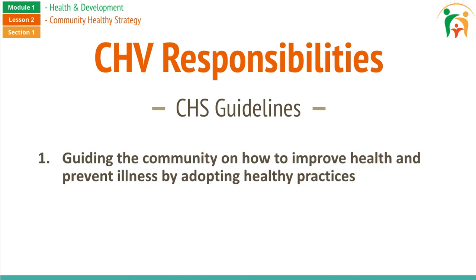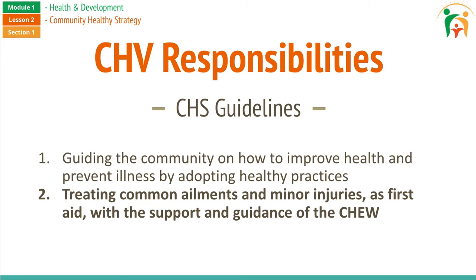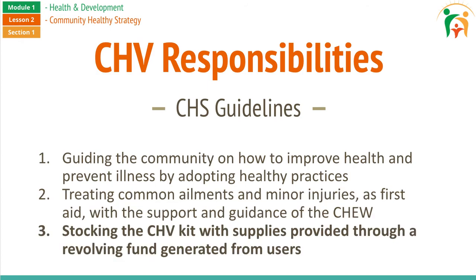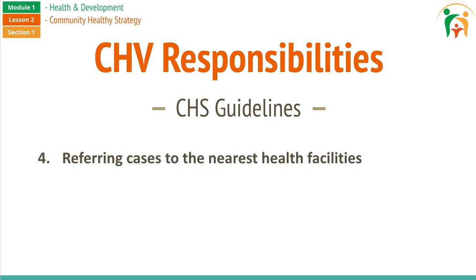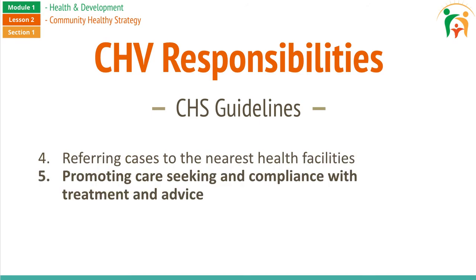Guideline 1 is guiding the community on how to improve health and prevent illness by adopting health practices, treating common ailments and minor injuries as first aid with the support and guidance of the community health extension worker, stocking the community health volunteer kit with supplies provided through a revolving fund generated from the users. Number 4 is referring cases to the nearest health facilities. They also promote care seeking and compliance with treatment and advice.